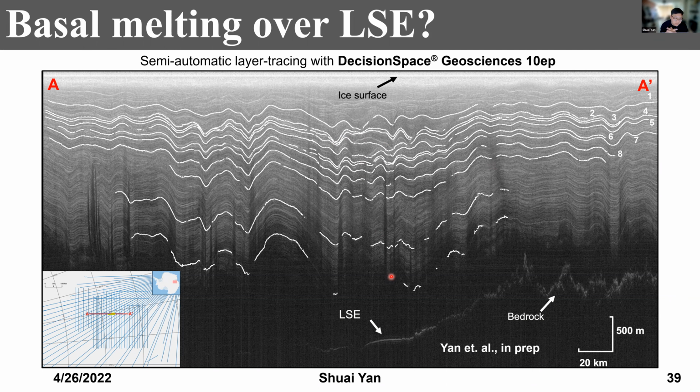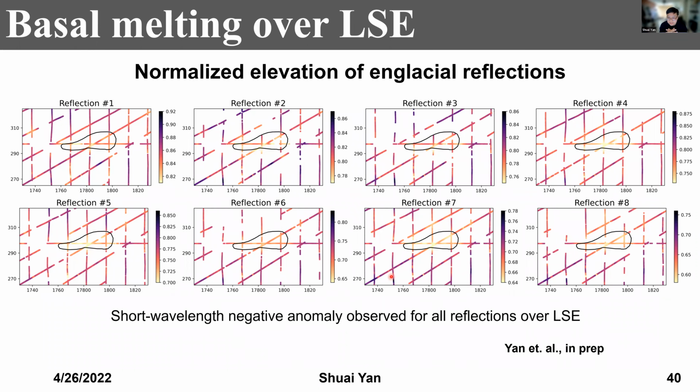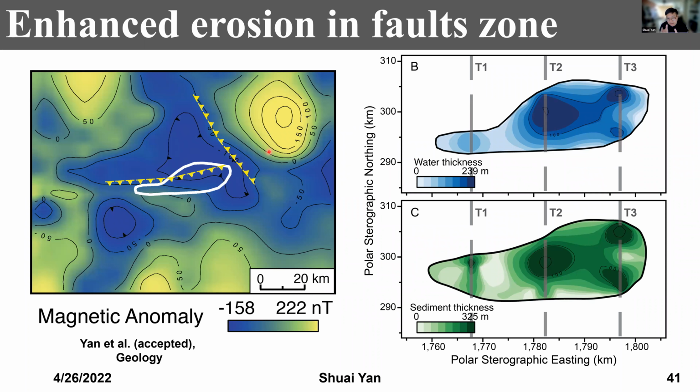So we did some calculation, and that is exactly what we see. These are the normalized elevation for each individual reflection, and bright yellow color represents negative anomaly, which means the layer is being drawn down to the bottom of the ice sheet. And we can see this short wavelength negative anomaly over Lake Snow Eagle, which is an indicator for basal melting in this region. So we have enhanced basal melting.